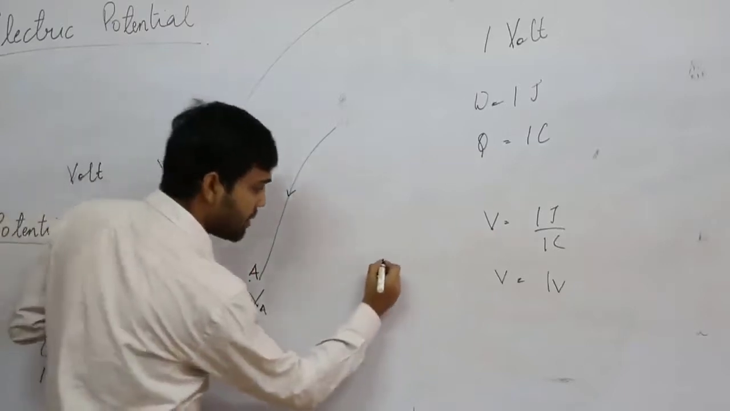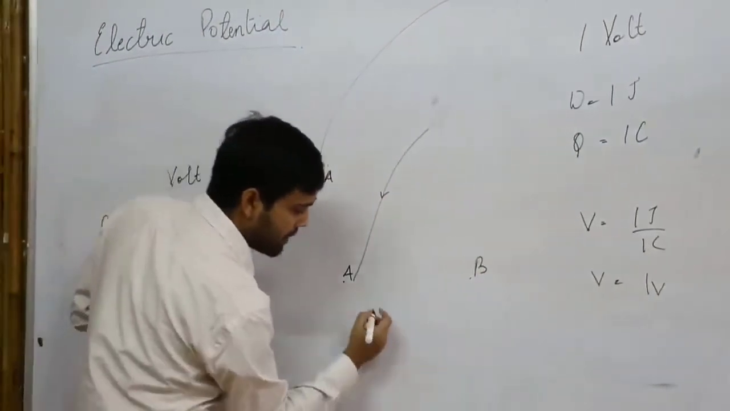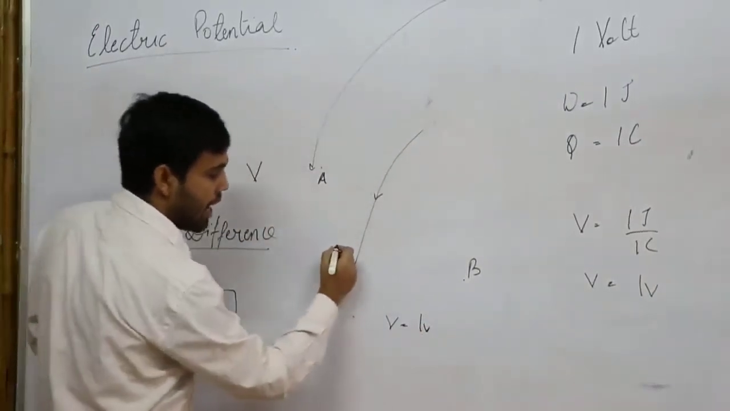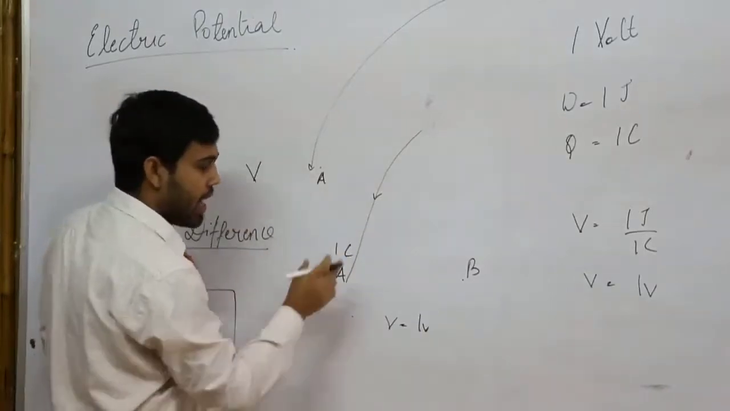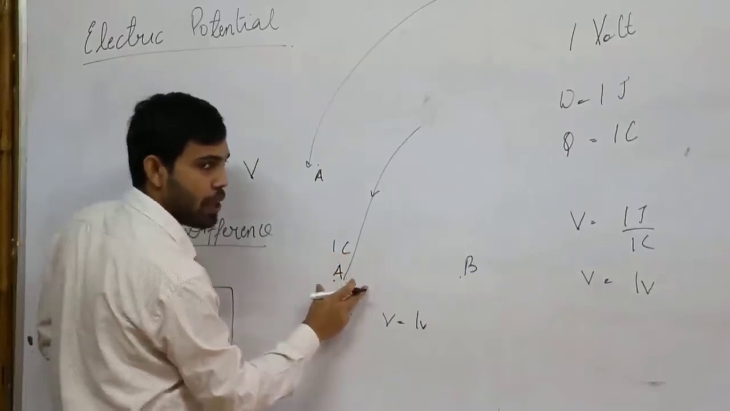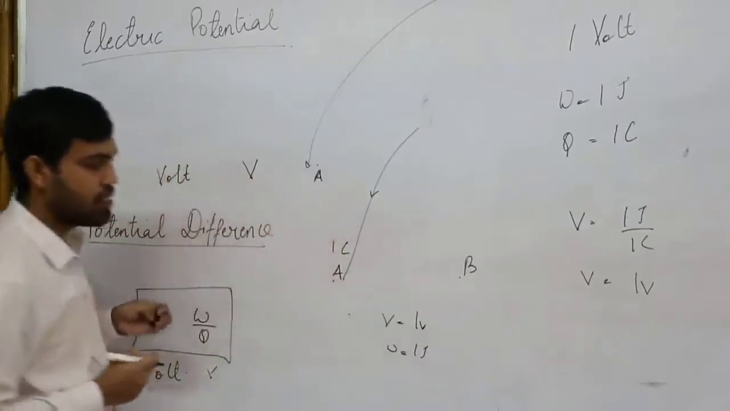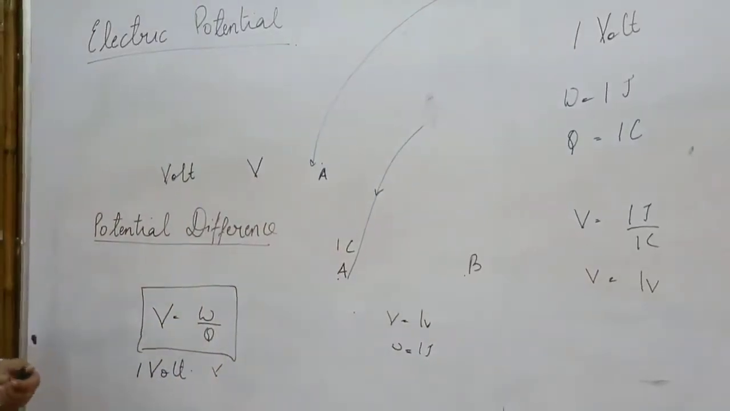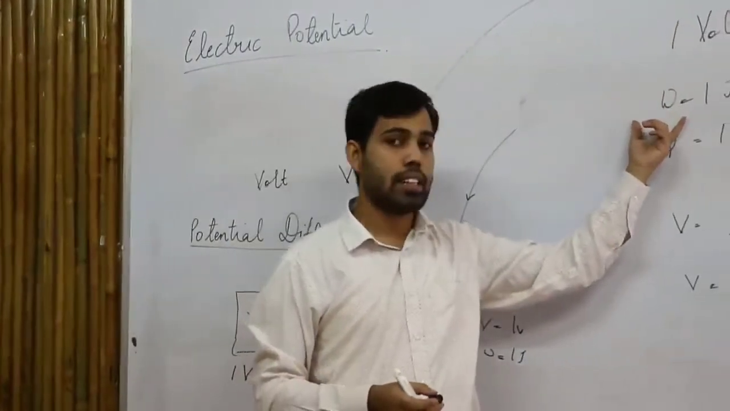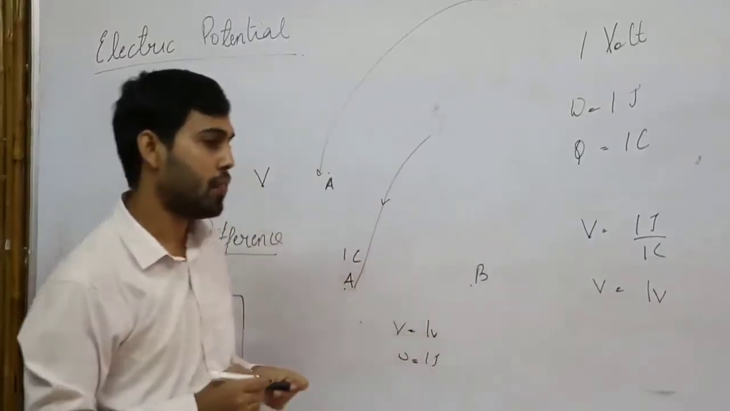Like if I have 2 points, point A and point B, when will the potential difference between these 2 points be 1 volt? If I have 1 coulomb of charge here, and the amount of work done to move this 1 coulomb of charge from point A to point B is equal to 1 joule. So this is an important definition. Another definition can be given in this way: if 1 joule of work is done to bring a unit positive charge from infinity to a particular point, that is again 1 volt.